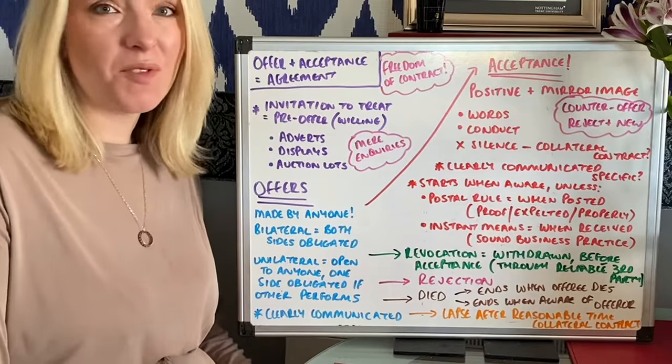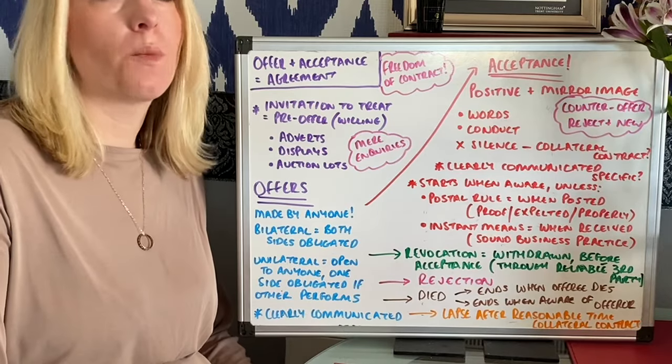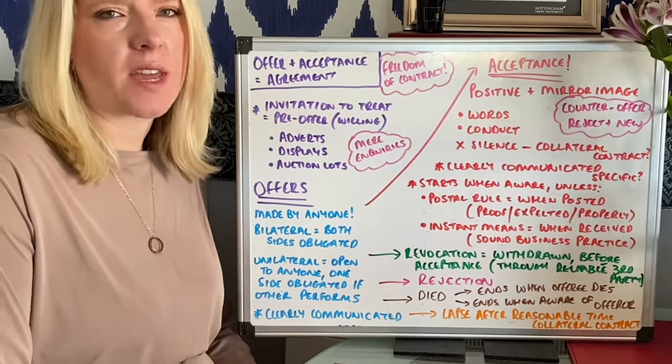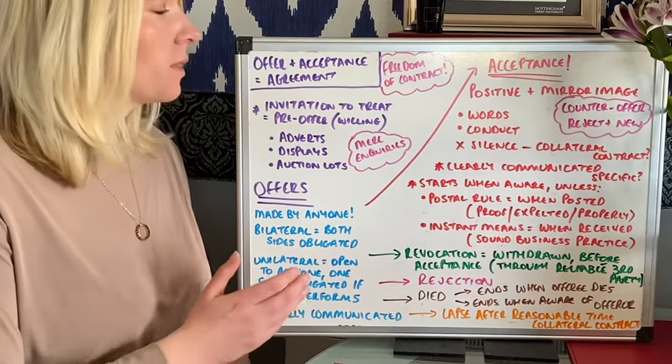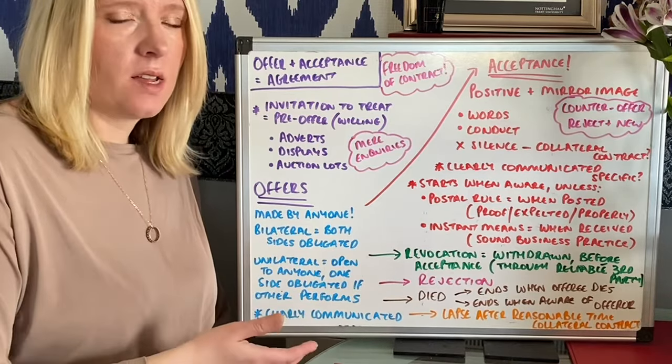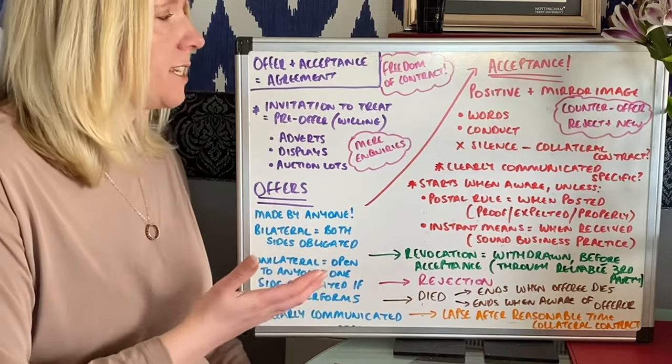Hi, I'm going to have a look at how to form a contract. One of the first elements to that is that we must have a legally binding agreement. Now, an agreement is made up of two parts. There must have been a valid offer that was properly accepted.